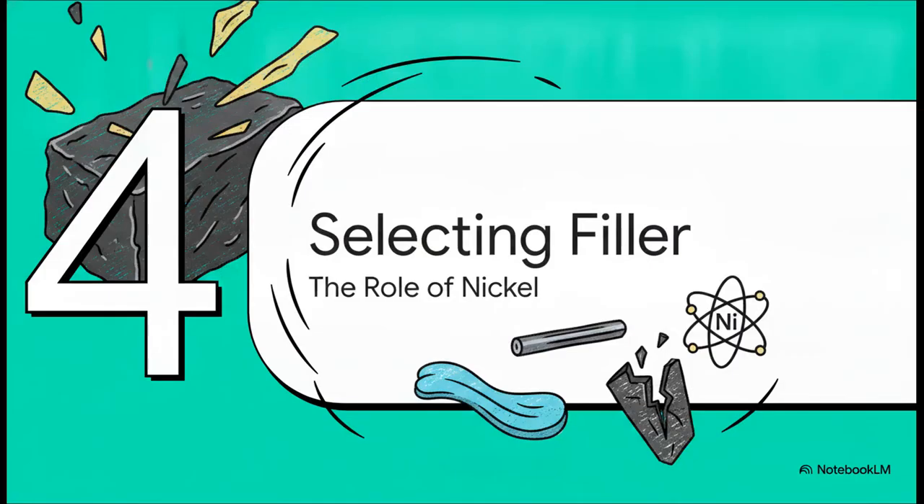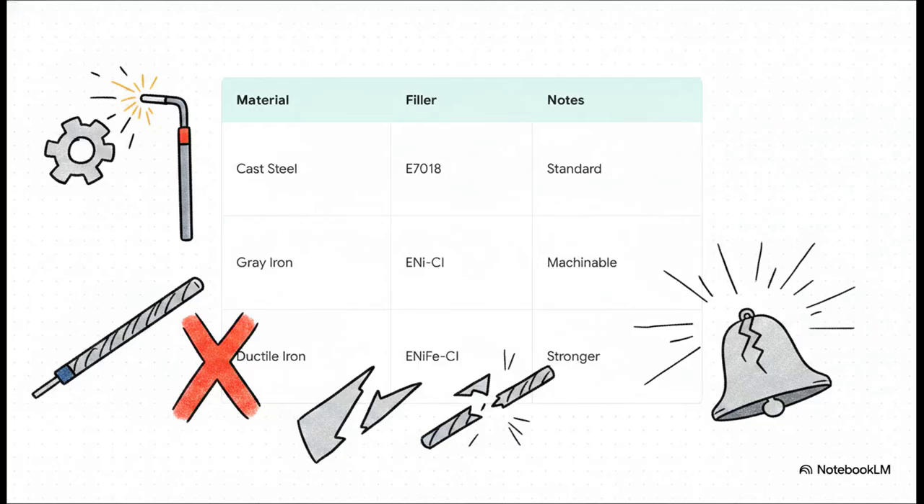Section 4. Selecting the right filler. The role of nickel. Since we know cast iron is packed with those nasty free carbon flakes just waiting to ruin our day, we have to be super strategic about our consumables. This table is basically your battle plan. For cast steel, business as usual, grab your standard E7018 or alloy-matched filler, and you're good.